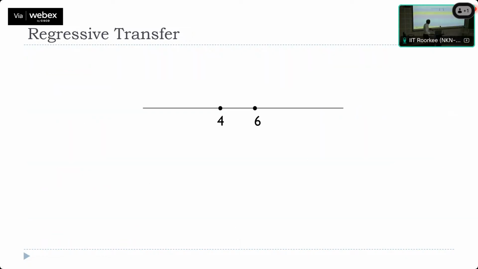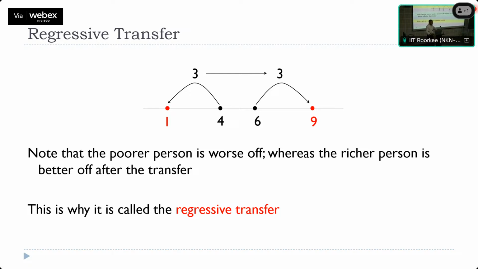Now, what is regressive transfer? Just graphically, suppose you have this income distribution 4-6. You take 3 units from the poorer person and you simply give them to the richer person. So your distribution moves from 4-6 to 1-9. Which one is the preferable distribution, 4-6 or 1-9? 4-6. This is called a regressive transfer.